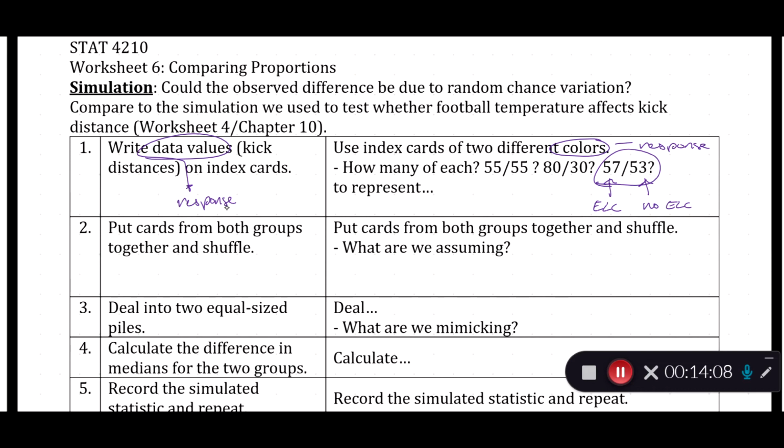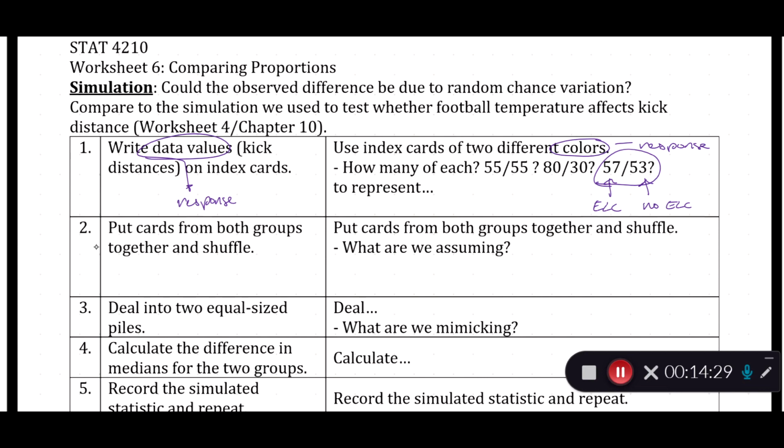The next step of my simulation is to put the cards together and shuffle. So for the football data, I took all the cards, all those distances kicked, I shuffled them together. In this case, I'm going to put all the red and black cards together, and I'm going to shuffle them.